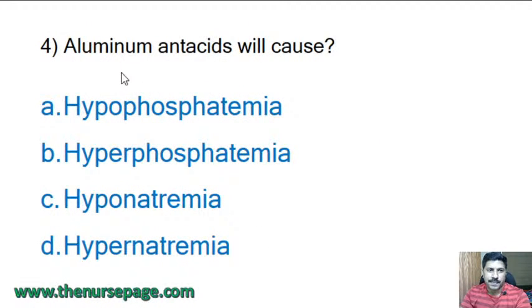Next question. Aluminum antacid will cause: hypophosphatemia, hyperphosphatemia, hyponatremia, or hypernatremia. Fourth question. Aluminum antacid will cause.